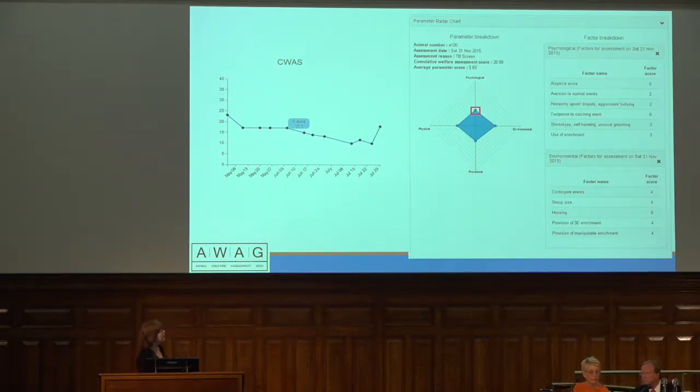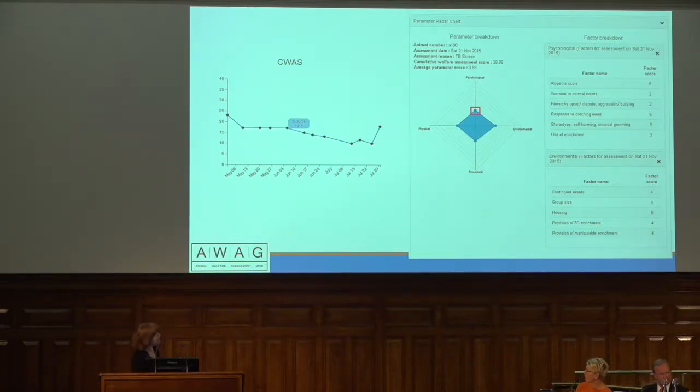So for example, here we've got response to catching events scored 6. So we can go, oh, hang on a minute, that scored 6. What can we do to improve it? Can we improve the response to catching by, for example, training it using positive reinforcement training rather than lassoing it or something like that? Depends entirely on what you're doing.